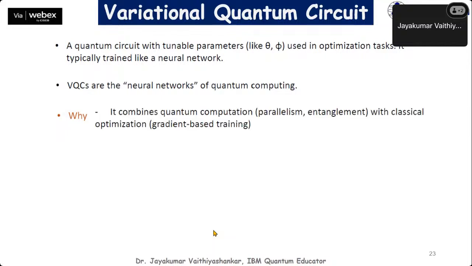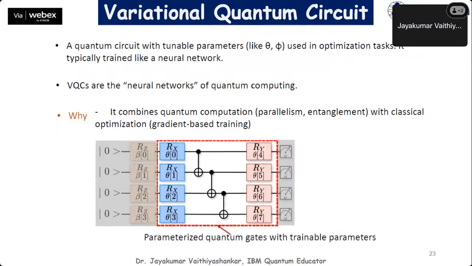And why are we using this? Because it will combine quantum computation, for example parallelism and entanglement, with classical optimization. If you are using a variational quantum circuit, you need to do quantum computation and also classical computation. Some part you need to do in your classical system, optimize your result, then give feedback to your quantum circuit. So it is a hybrid approach. If you are using VQC, it is a hybrid approach, right?